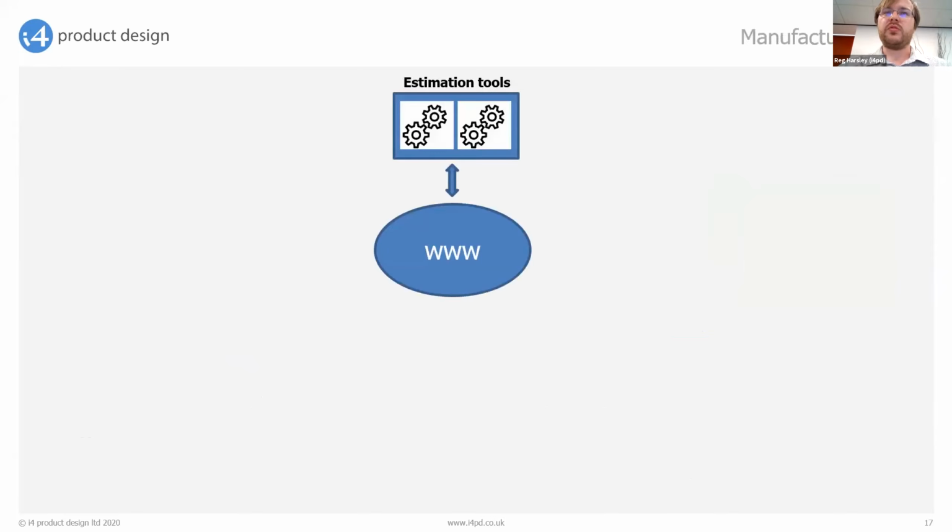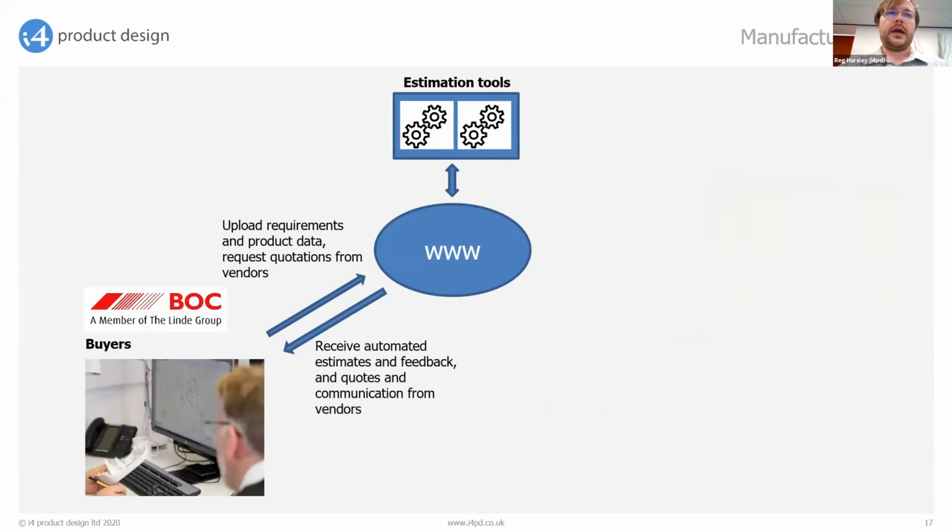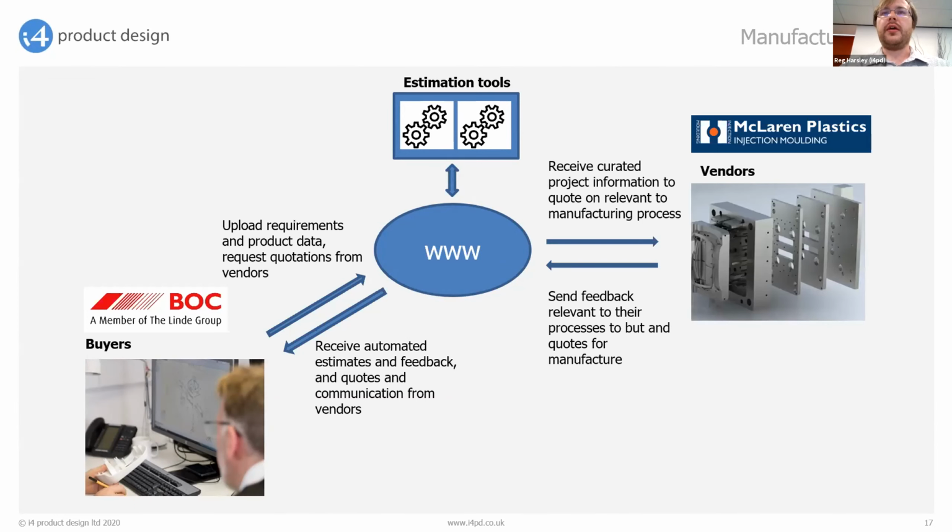Now, we don't want this tool to just be something that i4 uses. We want to make it available to the wider design community. So the plan is to implement this within a wider web portal. The idea is we'll have a buyer side to the portal where users can upload requirements or product data and receive these automated estimates from the tools we're developing as part of the project. And if they're happy with those automated costs, they can then send them out for quotation to vendors. And so the vendors would receive projects that are specific to their manufacturing process.